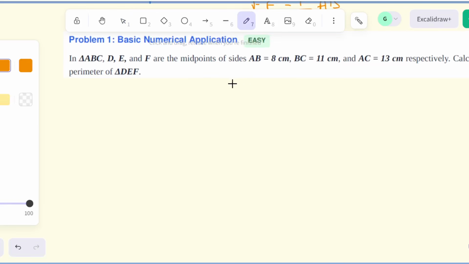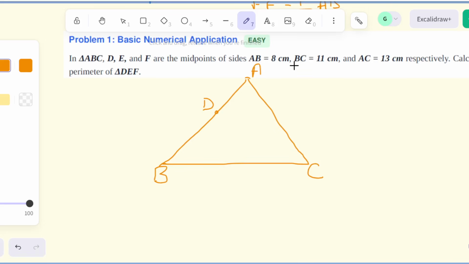So ABC is a triangle. Let's draw it. ABC is a triangle, and they're saying D, E, and F are the midpoints of the sides. D is the midpoint of AB, E is the midpoint of BC, and F is the midpoint of AC. And they're asking us to find the perimeter of DEF. So first of all, we have to join them.